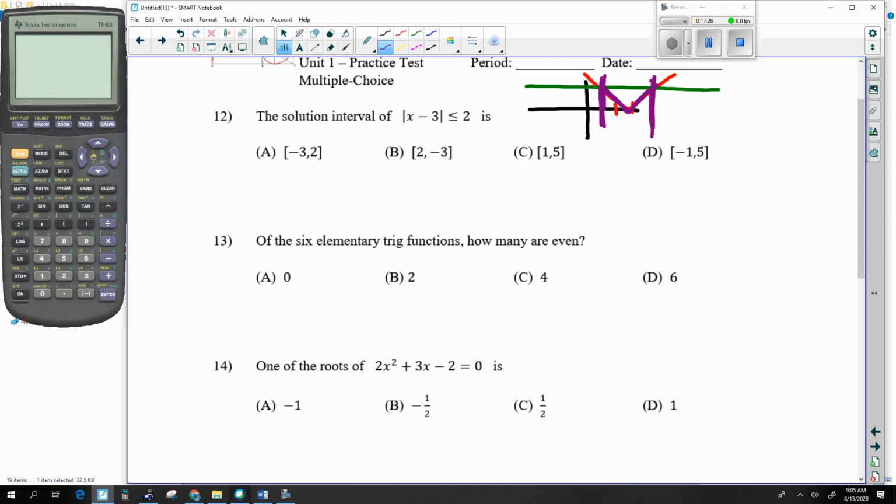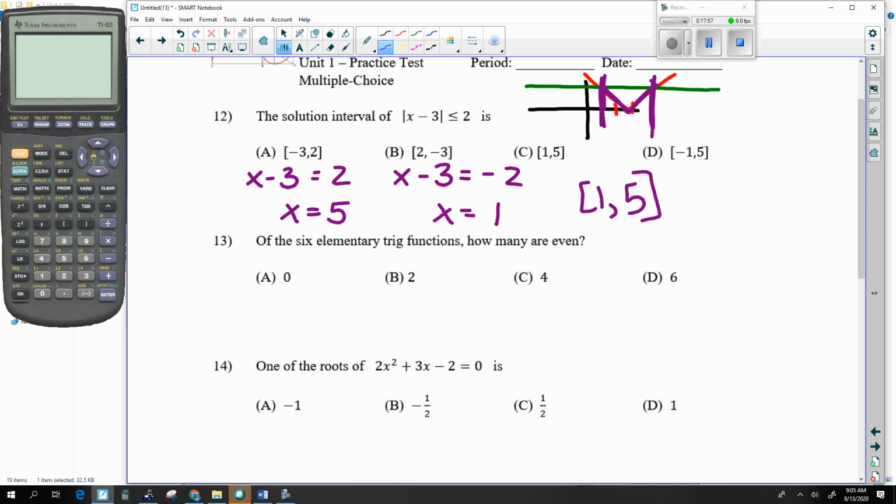All right, so what I'm going to do is find my important numbers. Important numbers exist at 1 and 5. And then from there, I pay attention to my picture, so I know that it's between 1 and 5. Or you can just test a point, somewhere in between 1 and 5, like 2.